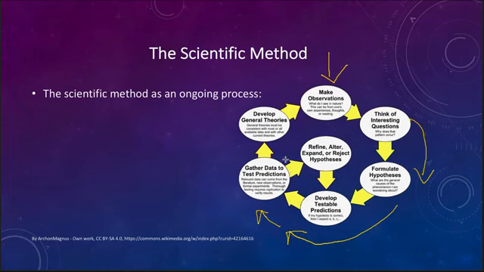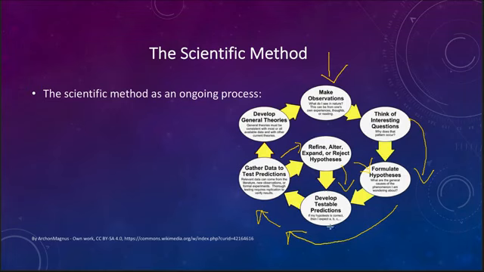Then here's where things go over and over again. You may have to make refinements and alter your predictions. You might have to reject your hypothesis altogether, in which case you come back here and come up with a new hypothesis. And then you develop new testable predictions. So this cycle right here is continually ongoing.